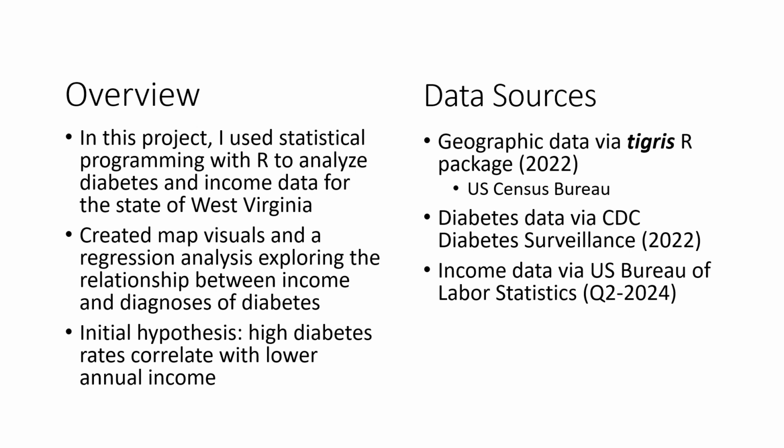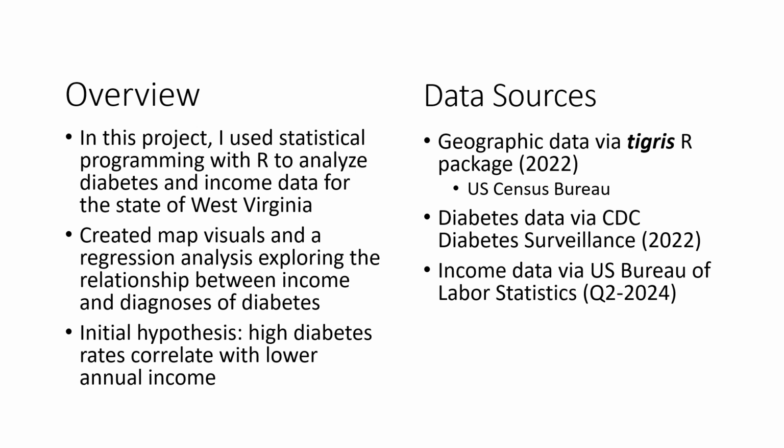My sources of data are high quality government data sources, and they're all pretty recent, so I do feel rather good about them. I used geographic information from the tigris package in R, which itself uses US Census Bureau data. For my public health data, I utilized the CDC diabetes surveillance tool. And for income data, I used the most recent reports from the US Bureau of Labor Statistics.